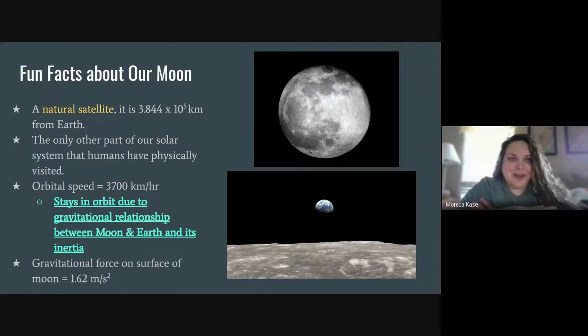All right, so some facts about our moon. It is a natural satellite, so it does orbit our Earth. It is the only other spot in our solar system that humans have actually physically visited, like Ms. Laporte has said. So it's the only place somebody has landed on and actually stepped foot on. So that's pretty interesting. I know sometimes people think there are other things in other places, but it's only been the moon. And that moon stays in orbit with Earth because of the gravitational relationship between the Earth and the moon. So that force is what's keeping us kind of together.